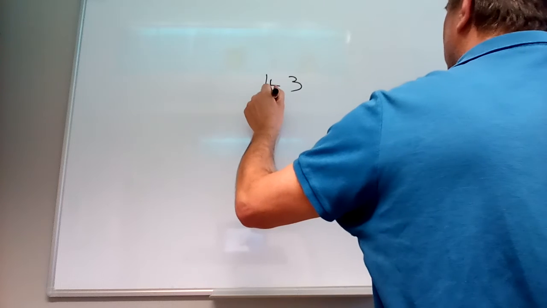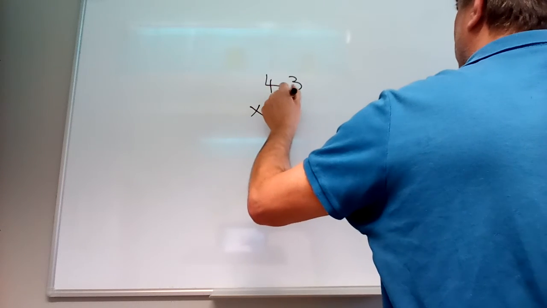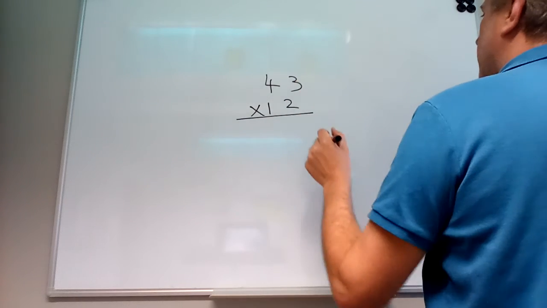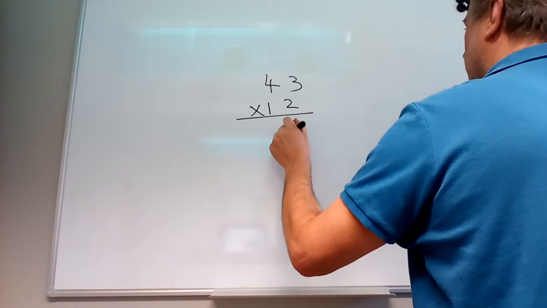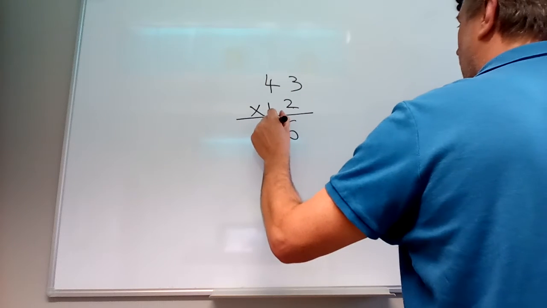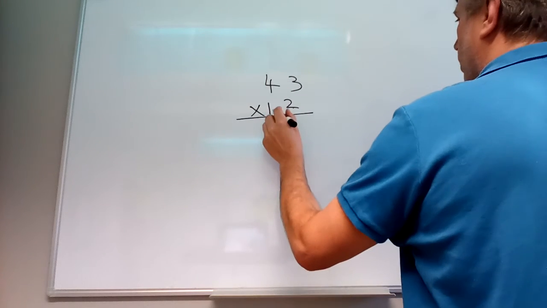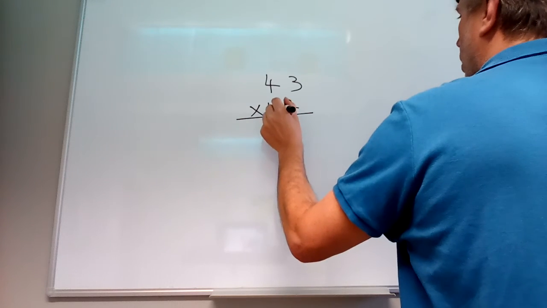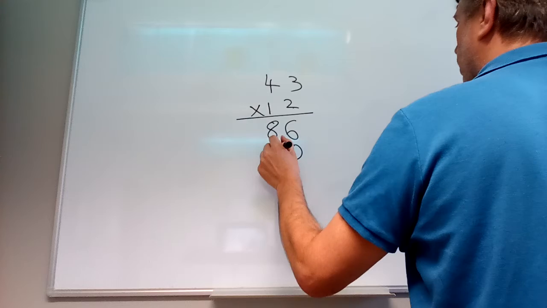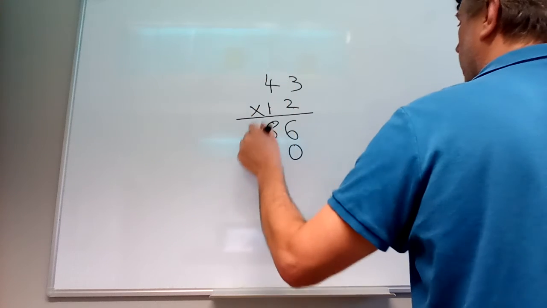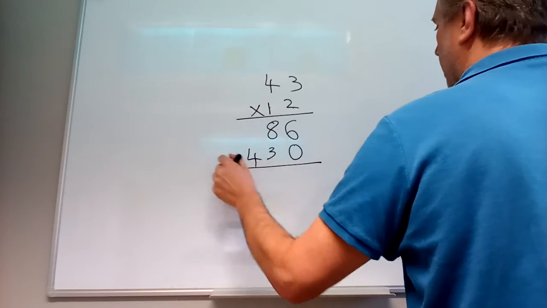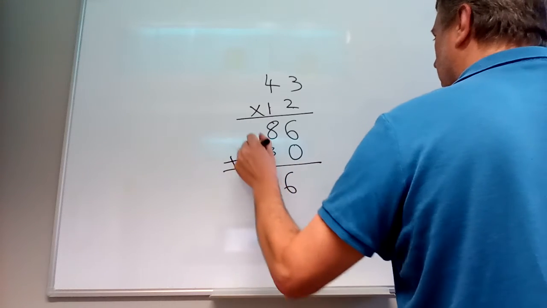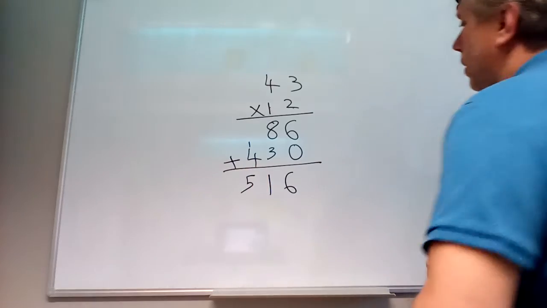43 times 12. Okay? So 2 times 3 is 6. 2 times 4 is 8. Okay? Now I'm going to multiply this one, so I'm going to put a 0 here as my placeholder. Okay. 1 times 3 is 3, and 1 times 4 is 4. And then I'm going to add these two numbers together to get my final product. And that's how we get that.